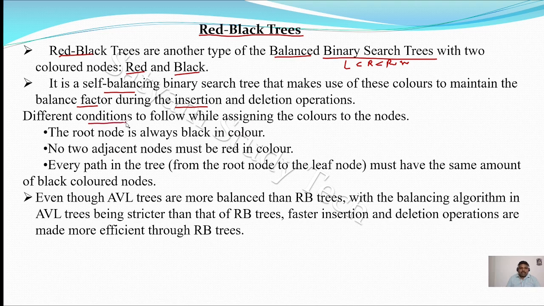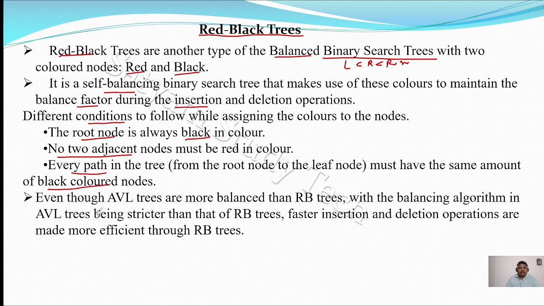What are the red black tree properties? The first property is that the root node is always black in color. The second property is that no two adjacent nodes may be red. The third property is that every path in the tree must have the same number of black nodes.